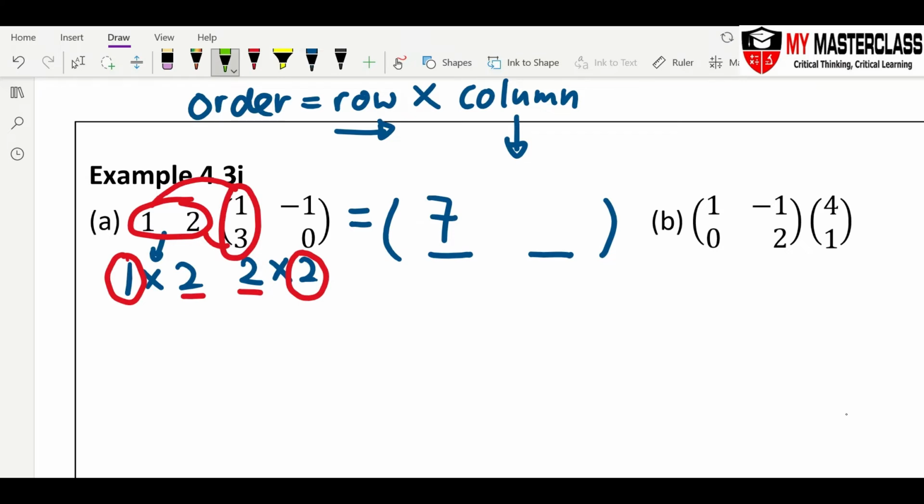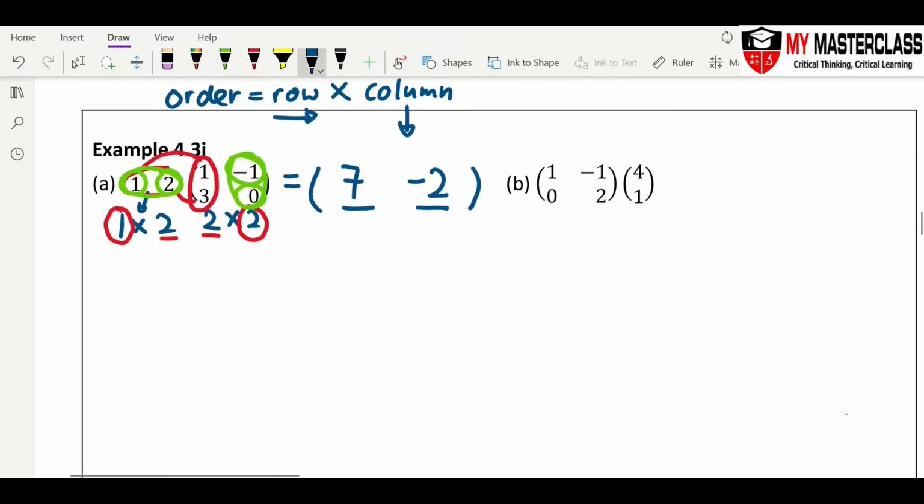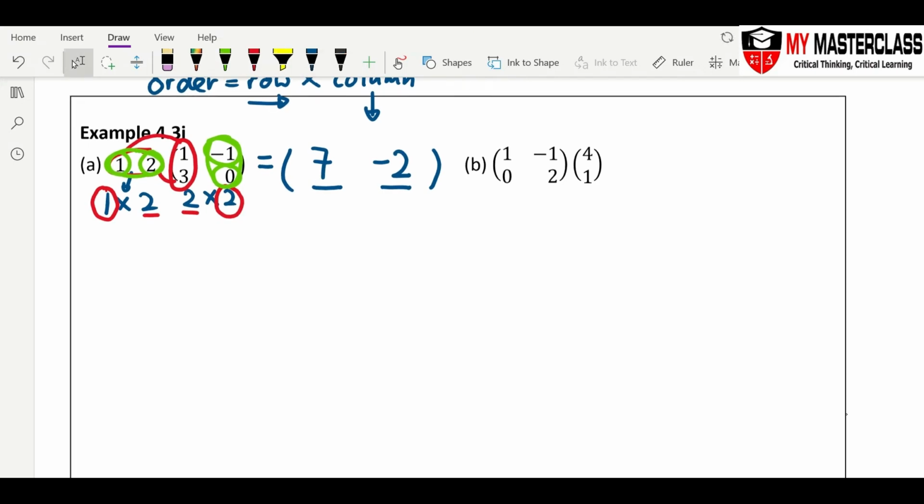Then again I use another color to get the second element. We still use the row of the first matrix. The second matrix, we always use it as a column. So how do I get this one? The second element: 1 multiplied by -1 plus 2 multiplied by 0, and that will give you -2. So first element multiplied by first element plus second element multiplied by second element. That is how we do the matrix multiplication for this.